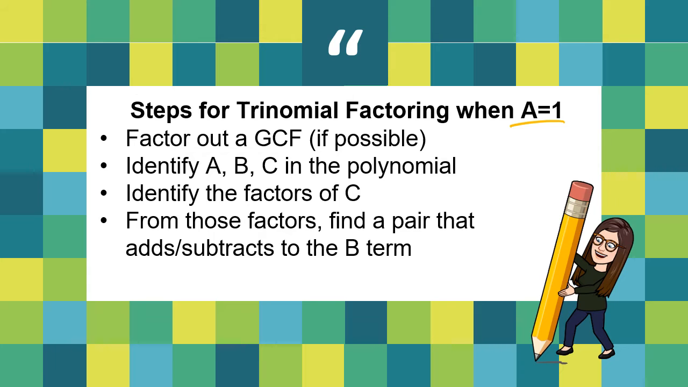Then from those factors of c, we want to find a pair that adds or subtracts to become the b term. So we're going to look at that list and we're going to say which of those numbers could get me to the b value. And to write our final answer, we want to write those factors in parentheses, right? We're going to stick to 2 binomials today to make it simple. Again, if you need to pause and jot these down, please do so.